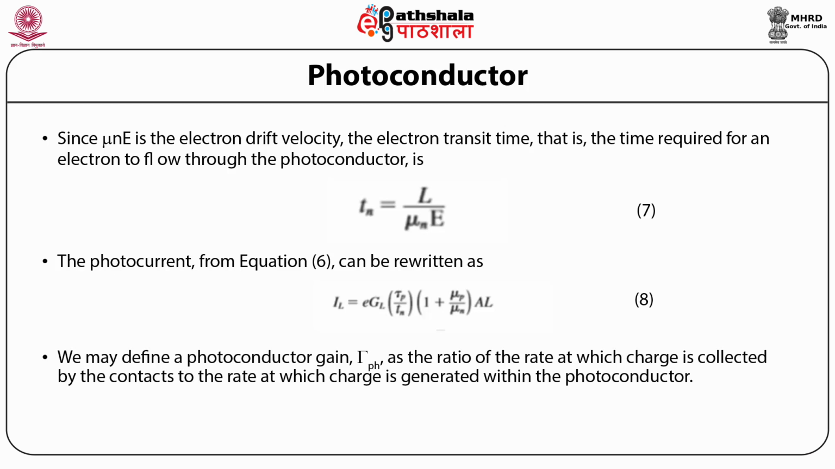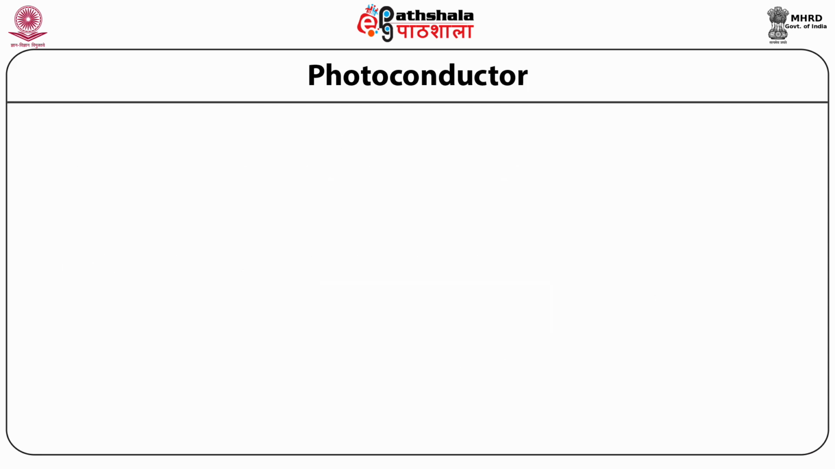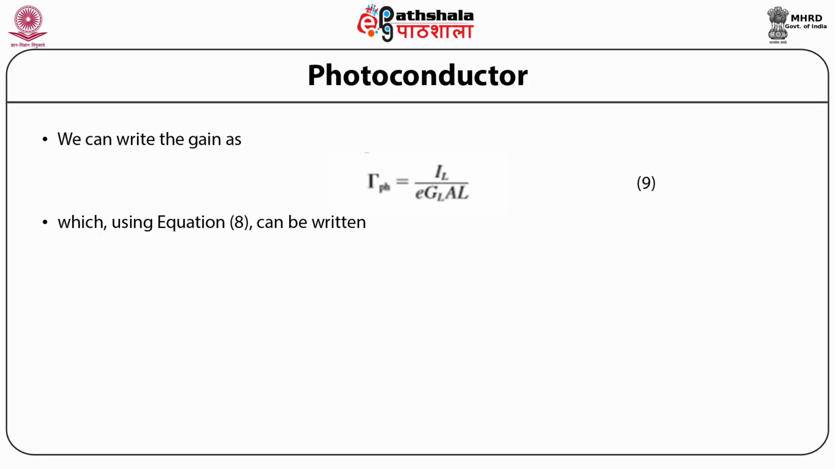We may define a photoconductor gain, gamma ph, as the ratio of the rate at which the charge is collected by the contacts to the rate at which charge is generated within the photoconductor. So we can write the gain as gamma ph equal to I_L by e G_L A L, which using equation 8 can be written as gamma ph equal to tau p by T_n multiplied by 1 plus mu p by mu n.